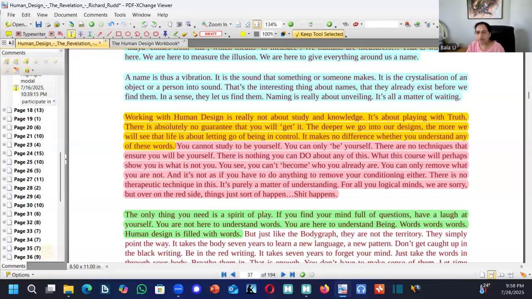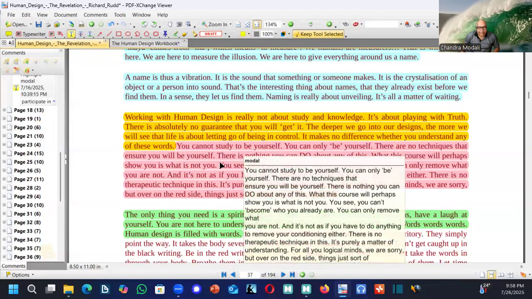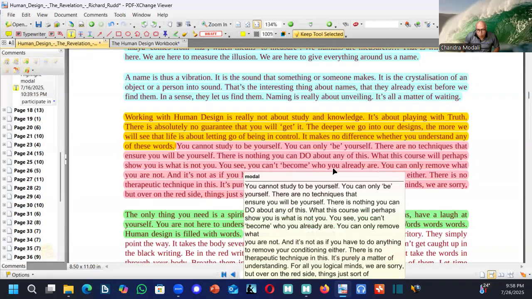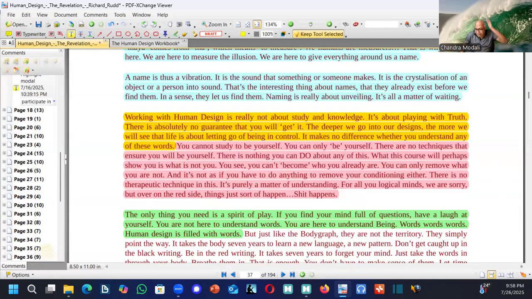Shit happens. So basically in Indian philosophy also they say you just need to remove unnecessary conditioning. Yes, Neti, they say remove it, and then you become the pure who you really are. The only thing you need is a spirit of play. From my understanding, the most important part that we need to remember here is, you cannot become who you already are. You can't become what you are, and only remove what you are not. So, in one of the chart analysis, there is one term which says not self. That not self is all the characteristics that we have to remove.